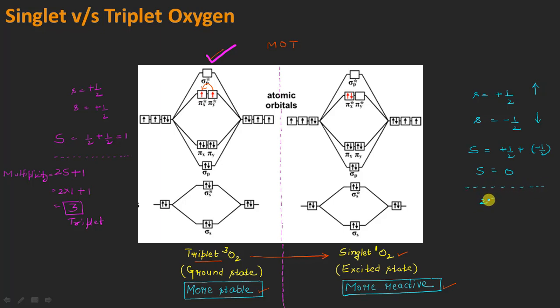So now the multiplicity, once again using the same formula 2S plus 1, will be 2 multiplied by 0 plus 1, which comes out to be 1. Due to this reason, we call this a singlet type of oxygen molecule. So this is the triplet type of oxygen molecule, and this diagram is for the singlet type of oxygen molecule, which can also be represented in this way.